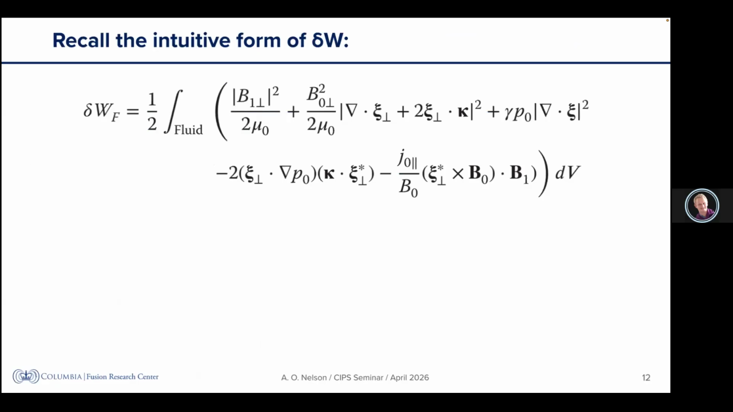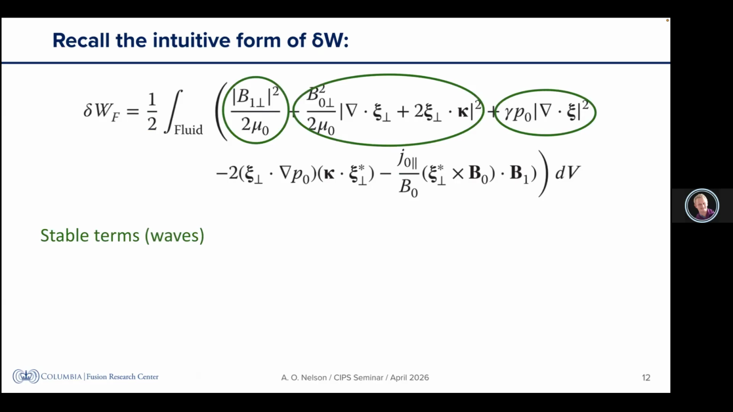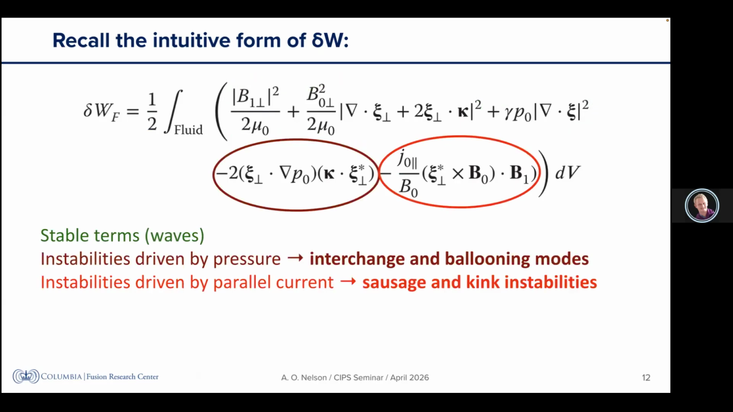So to talk about the ELM problem, we first have to understand what ELMs are. Hopefully this is an equation that all of us recognize from your first or second plasma physics course. I think Scott first showed me this equation back in the day. This is delta W. It has lots of different terms in it, right? These upper terms are all squared, so they're all positive and stabilizing. These are waves. And these lower terms are instabilities.